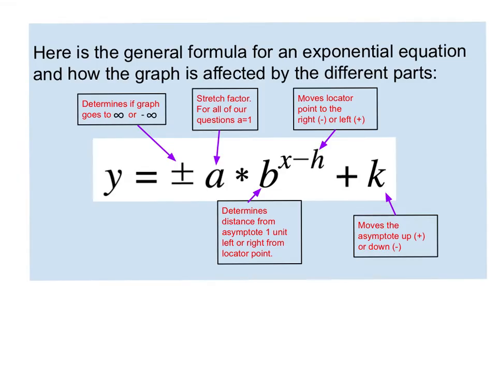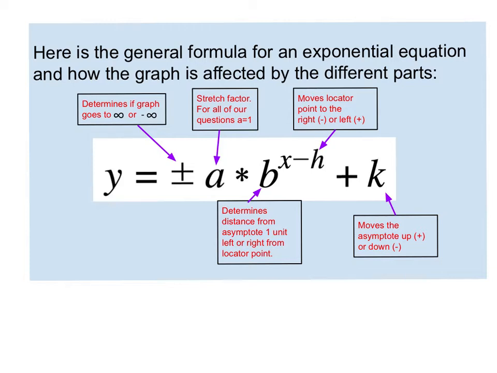So first let's take a look at the general equation for an exponential. We have something like y equals plus or minus a times b to the x minus h plus k. And this may seem pretty daunting and a lot of things that you're thinking of at once, but each one of these things does a very specific thing to the graph that we'll be able to figure out. So let's just talk about this in order.